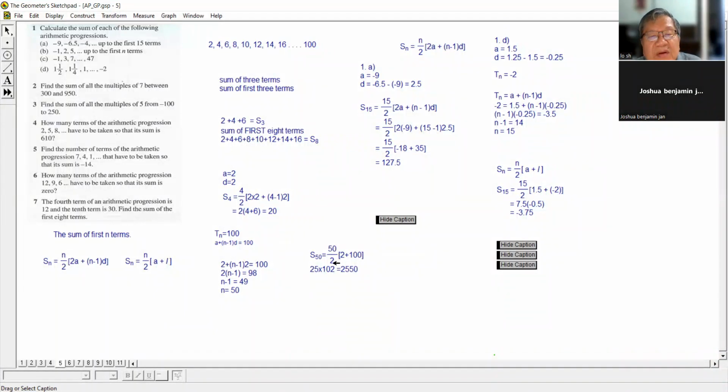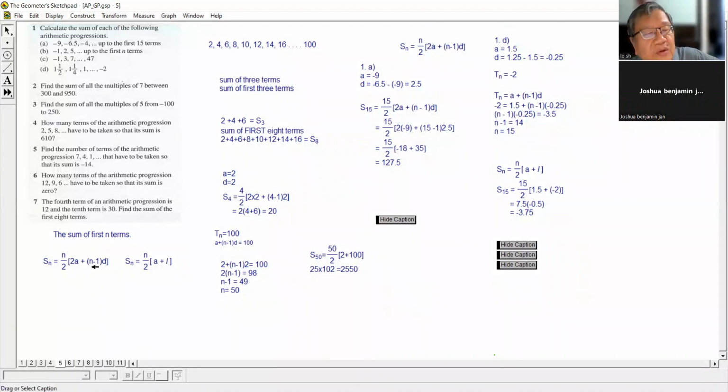So I make use of this formula, N over 2, A plus L. So N is 50, right? Then the 2 is still 2. The A is also 2. The L, the last term, is 100, over 100. So multiply all this together, answer is 2550, right?